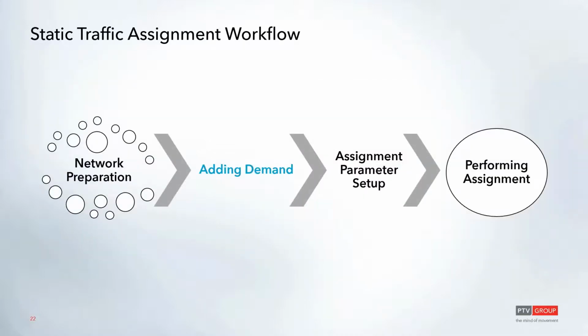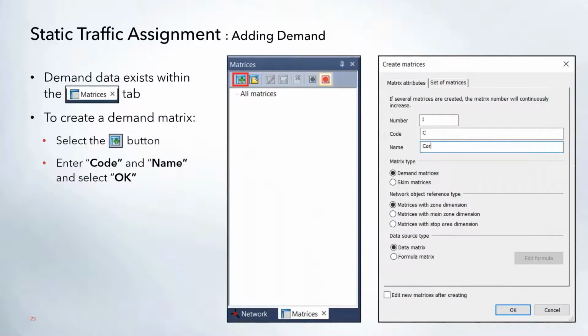All right, so now that we have all of the necessary network objects set up, now we're going to take a look at actually adding in that origin destination demand so that those trips can be added into the network. All of the demand is going to be held within an origin destination matrix. If you look on the left-hand side where that network object toolbar is, there's going to be a matrices tab down here at the bottom. And if you select that, this is where all of the matrix data is stored.